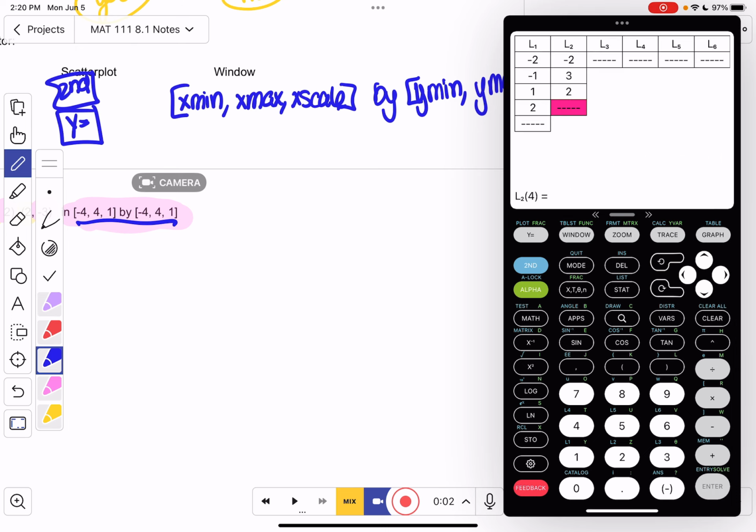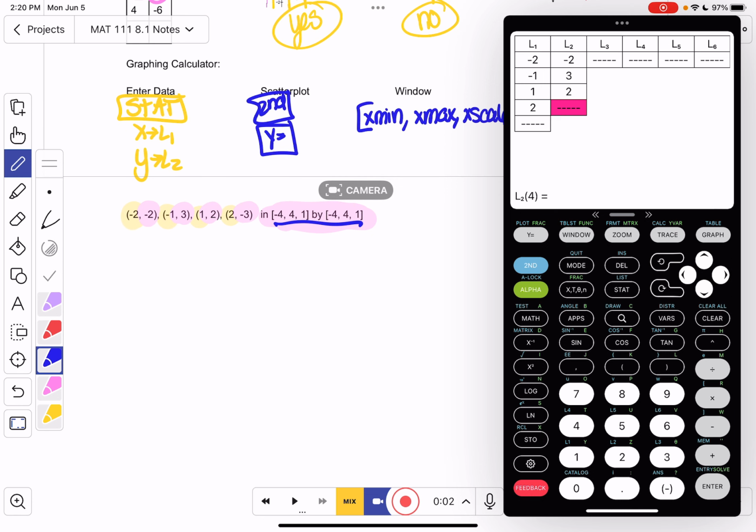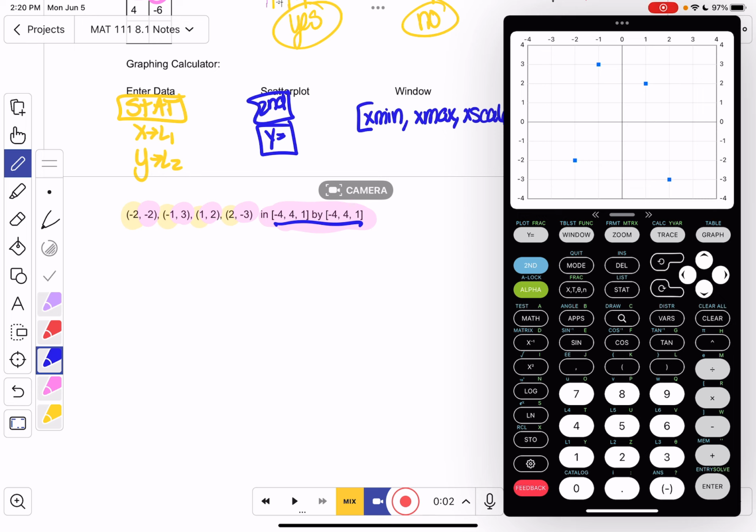So stat, edit. I just want to make sure -2. Okay, put those in. -3, enter, graph. And then you have your dots like that.